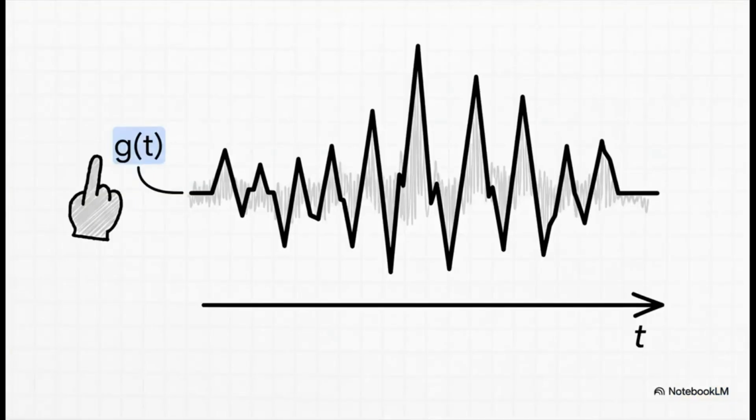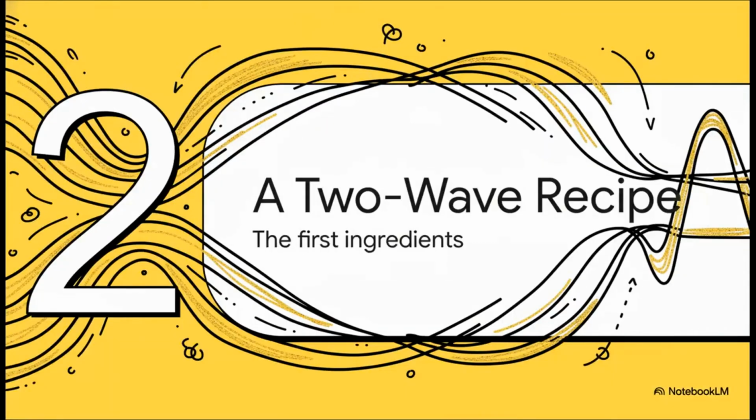All right, to get started, let's just take a look at a signal. We'll call it g of t. Don't worry about the math, t just stands for time. So this is basically just something that wiggles and changes over time. But the real secret, the interesting part, is what it's made of. So let's start with a really simple two-wave recipe. We're just going to combine our first two ingredients. And by putting just two smooth waves together, you're going to see something kind of remarkable start to happen to the shape.